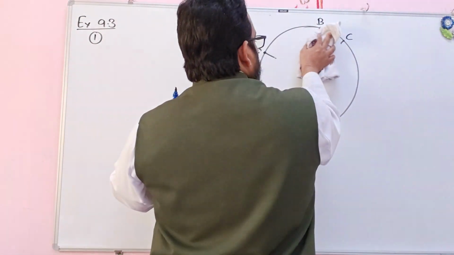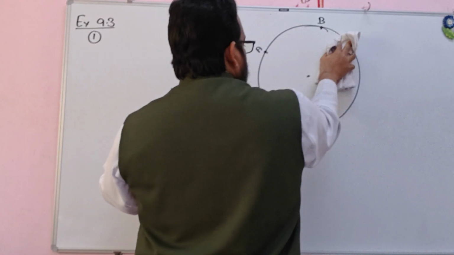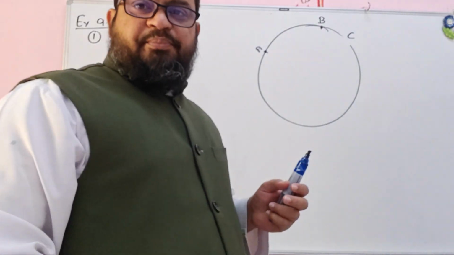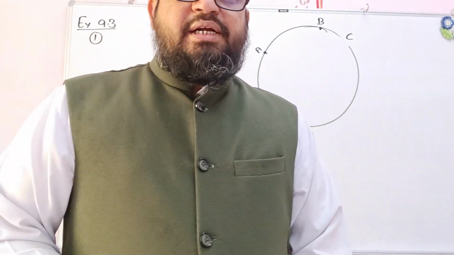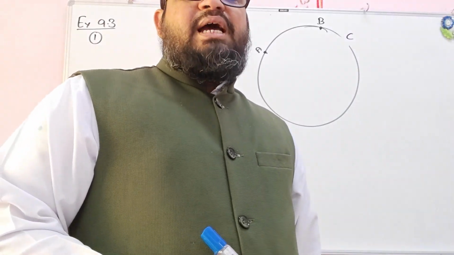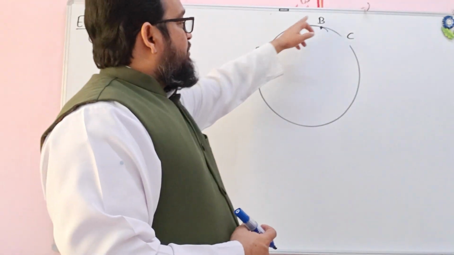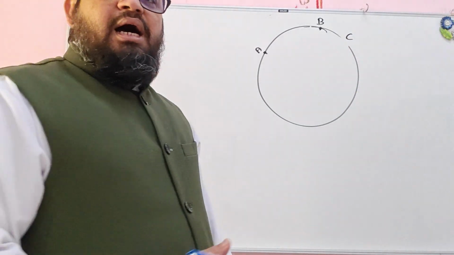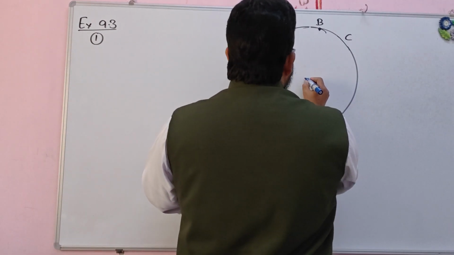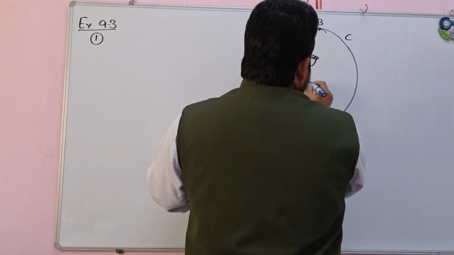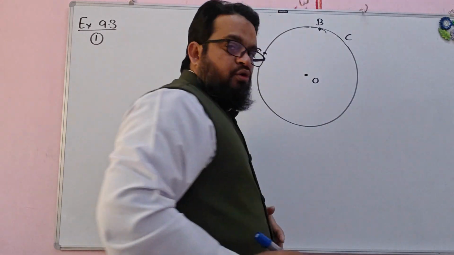Let us see the first question in exercise 9.3. So what does the problem state? The problem states that A, B, C are 3 points on a circle with center O. Okay, so this is center O.